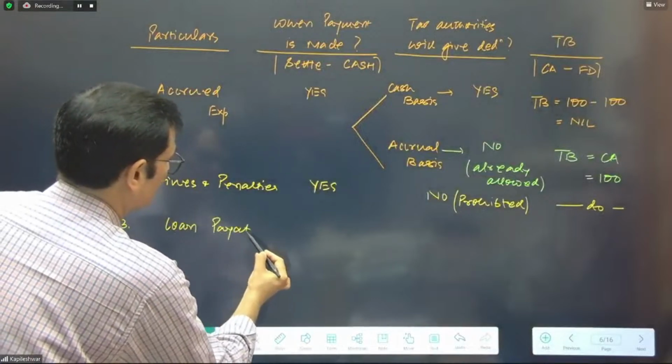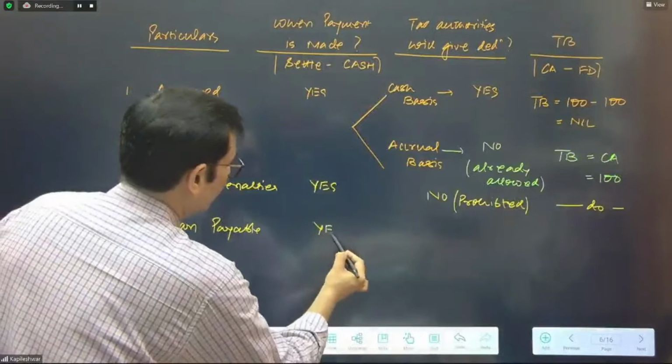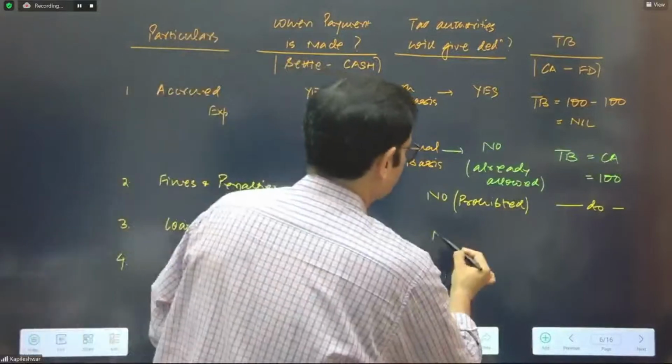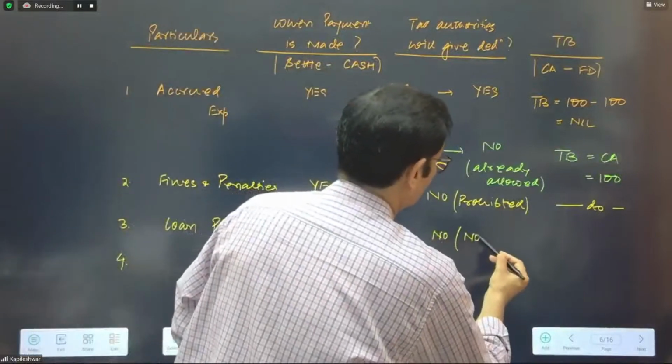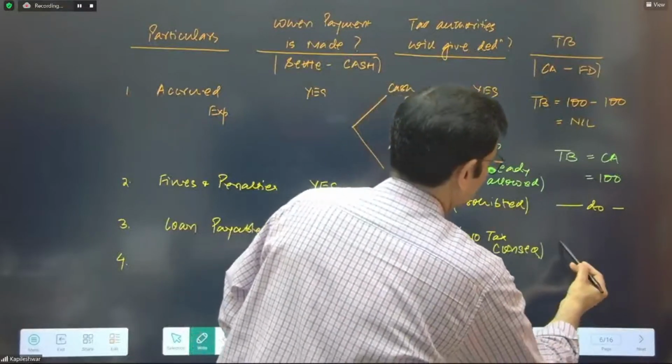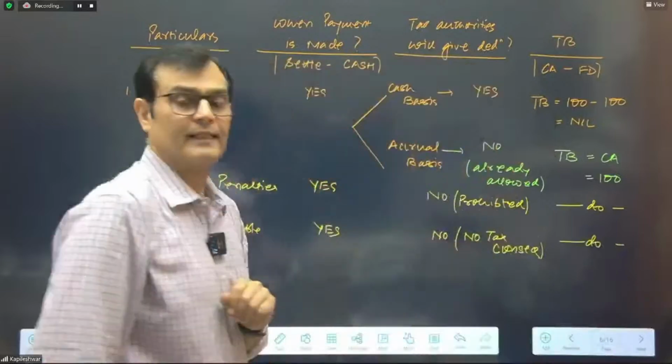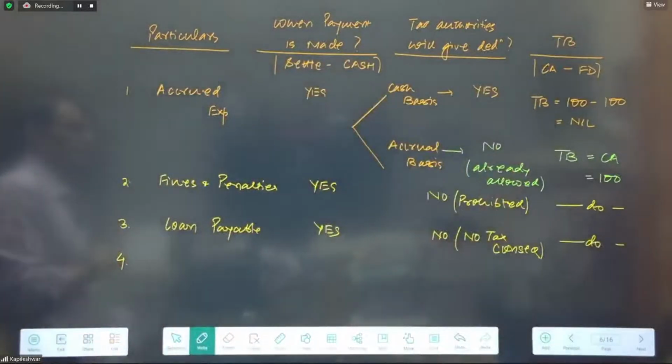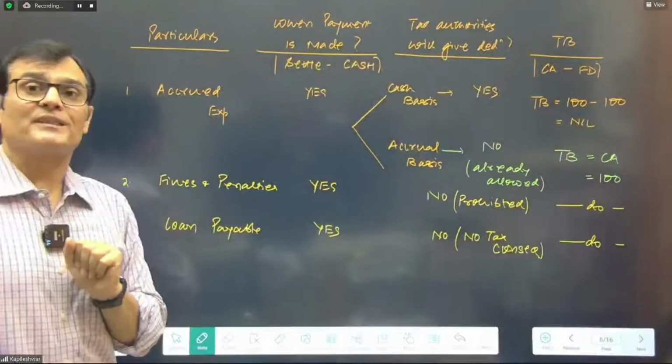Next, we're given, let's say, a loan payable. Are you going to settle in cash? Yes. Will the deduction be allowed? No. It has got no tax consequences. So carrying amount and the tax base is same. Simple. You can see 4 examples so far.